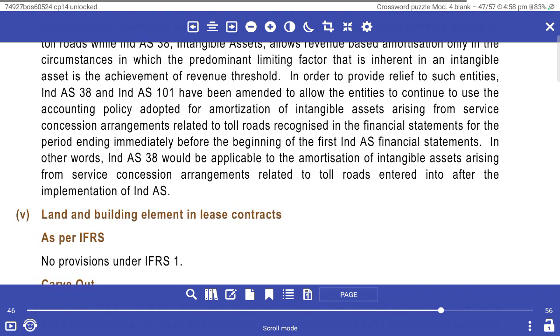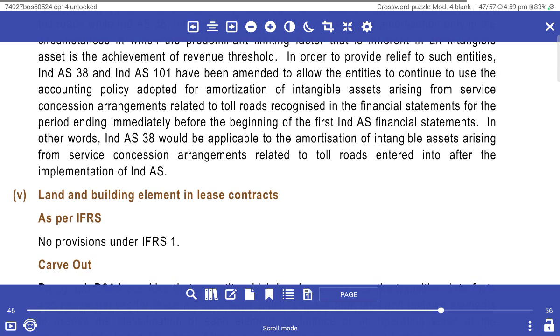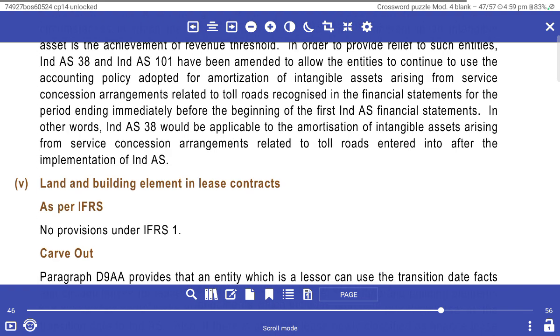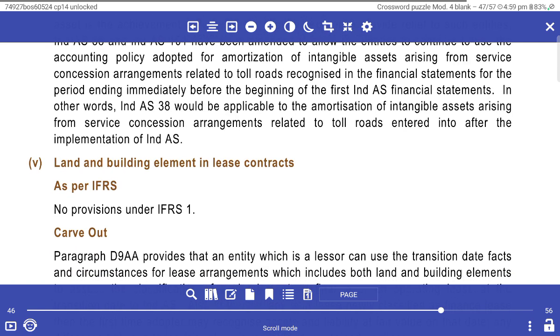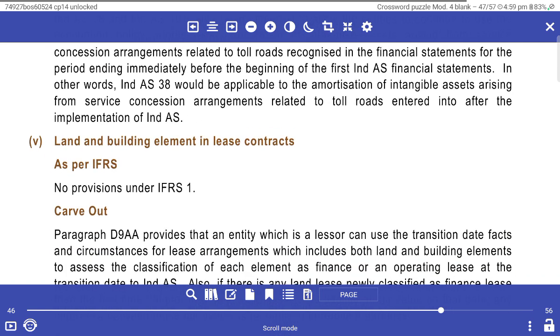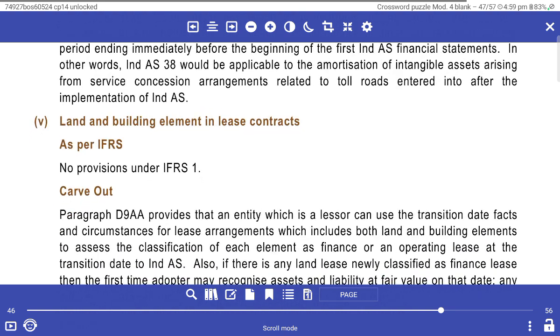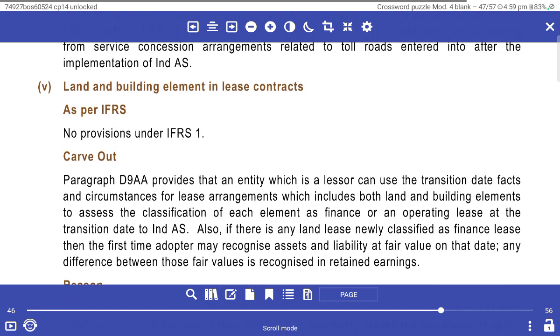In order to provide relief, Ind AS 38 and Ind AS 101 have been amended to allow entities to continue to use the accounting policy adopted for amortization of intangible assets arising from service concession arrangements relating to toll roads recognized in the financial statements for the period ending immediately before the beginning of the first Ind AS financial year. In other words, Ind AS 38 would become applicable to the amortization of intangible assets arising from service concession arrangements relating to toll roads entered into after the implementation of Ind AS.